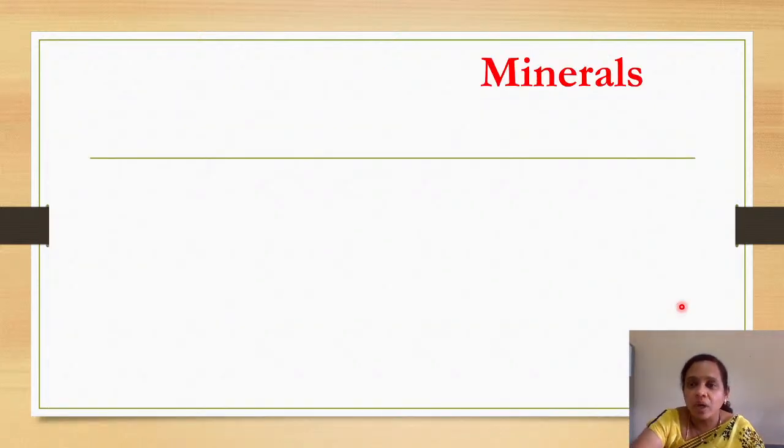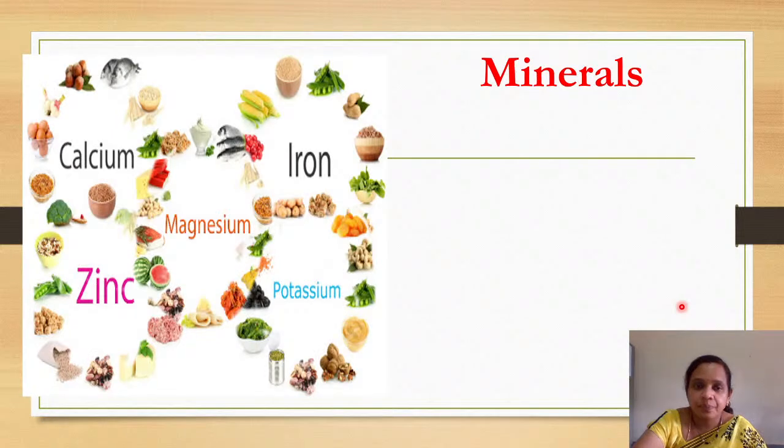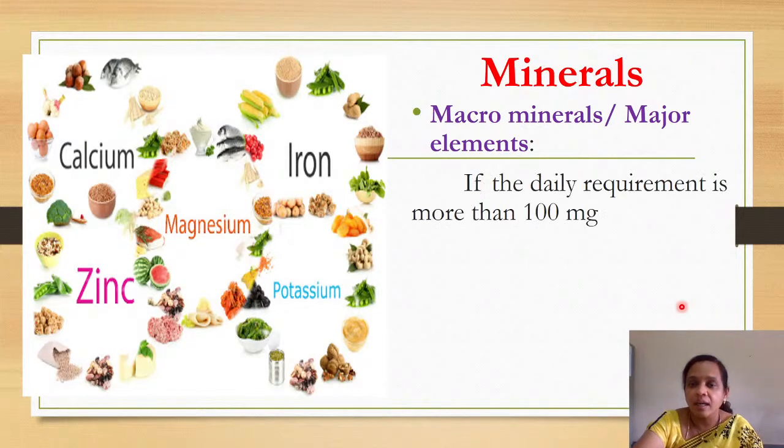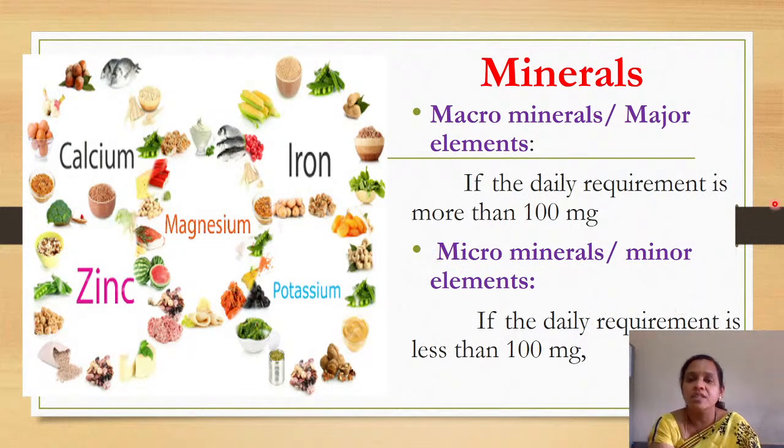Now, minerals. There are n number of minerals, but the body won't be requiring so many minerals. We require some amount of minerals. Each type of food is rich in one particular type of mineral. Now these minerals are again divided into macro minerals, or major elements, and micro minerals, or minor elements. The basis on which they are divided is: they are macro minerals if the daily requirement is more than 100 milligrams per day. If the RDA, the recommended daily allowance, is 100 milligrams per day or more, then we call them macro minerals. If it is less than 100 milligrams, it is classified under micro minerals.